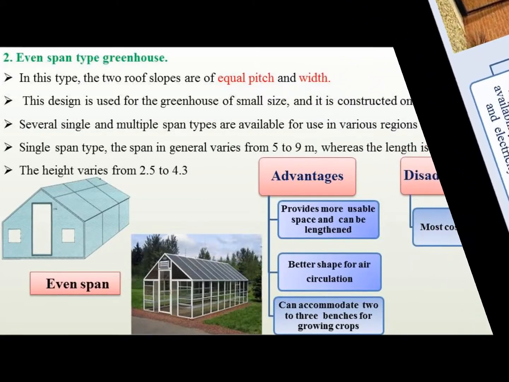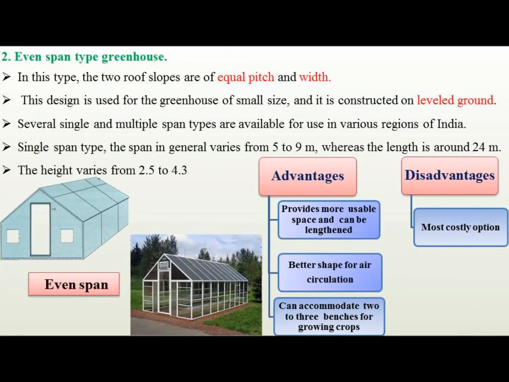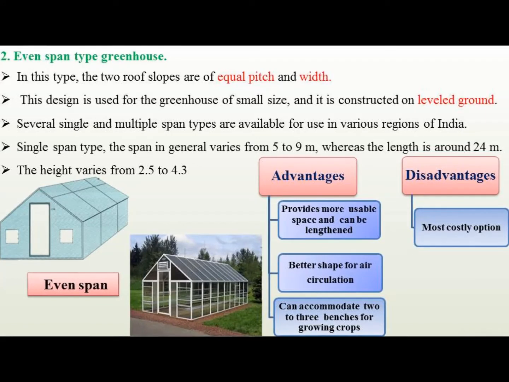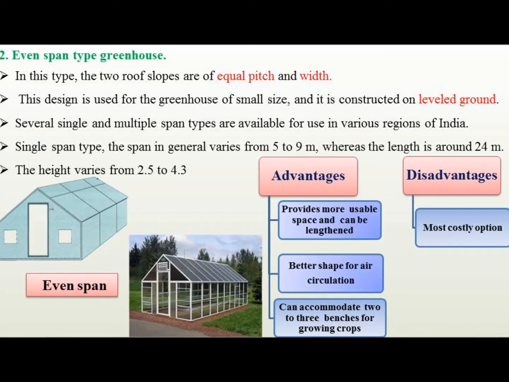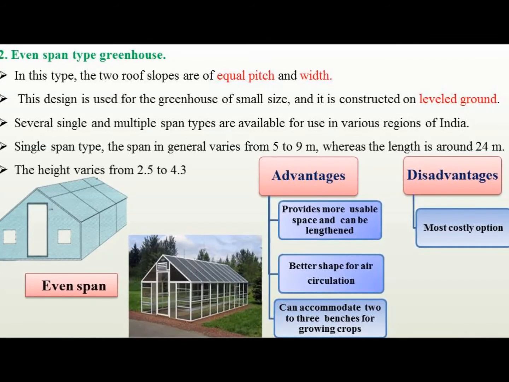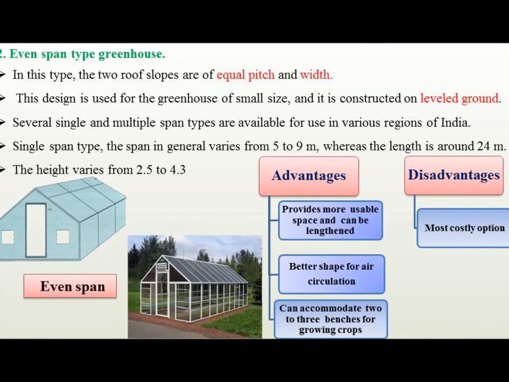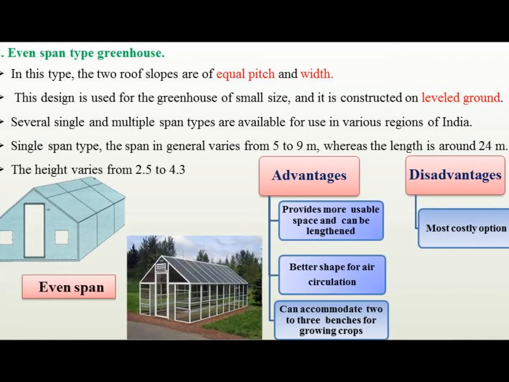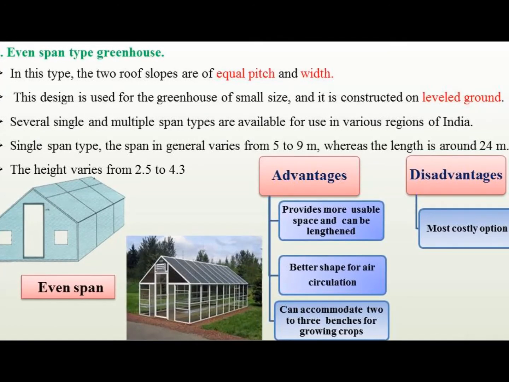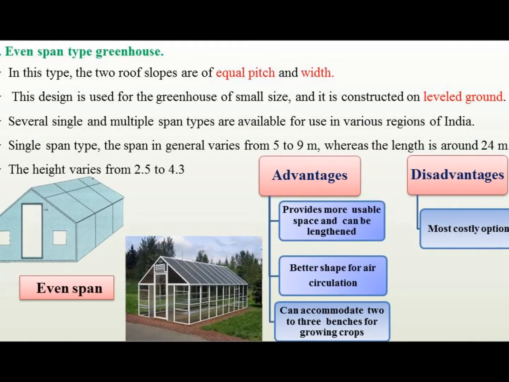We will discuss the even span type of greenhouse. The even span type of greenhouse is called the standard type and full size structure. In this type of greenhouse, the two roof slopes are of equal pitch and equal width. The design is used for greenhouses of small size, and it is constructed on level ground.